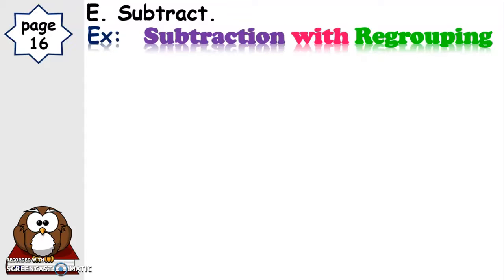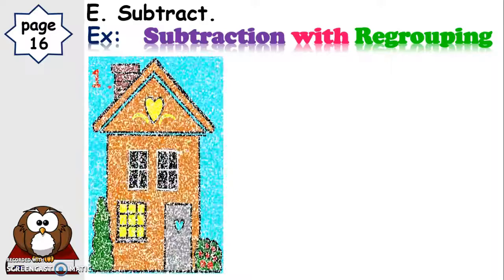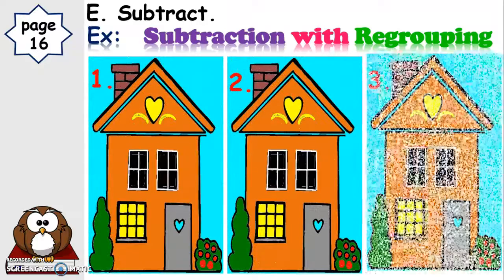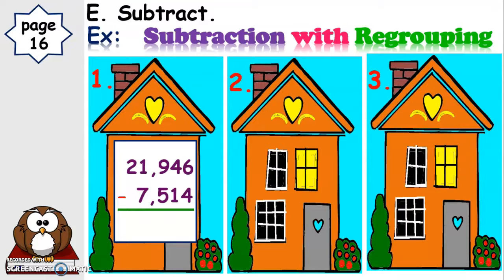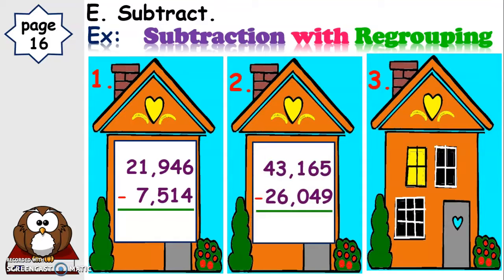Now we are having a practice for page 16 of your workbook. This is for letter E. You still need to do the same thing. Again, subtract the numbers, but this time I will be giving you examples on subtraction with regrouping. So for number 1, try to subtract 21,946 and 7,514.